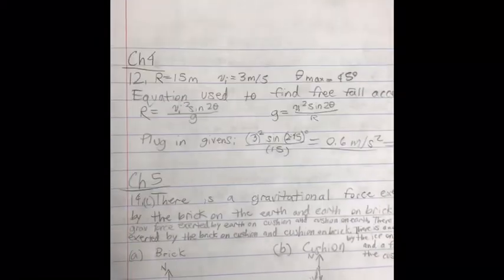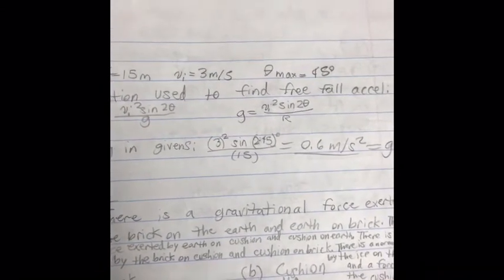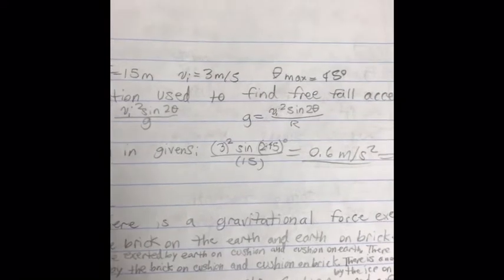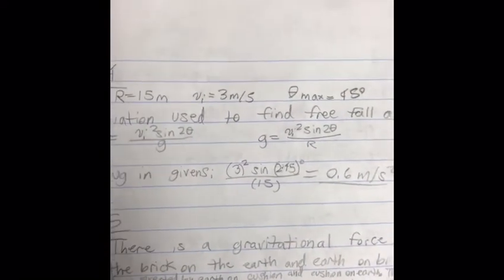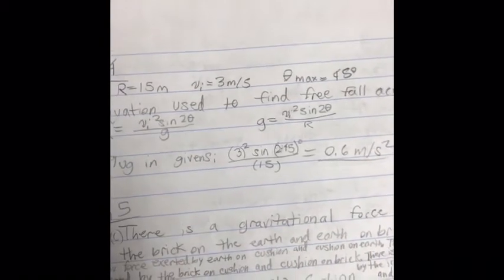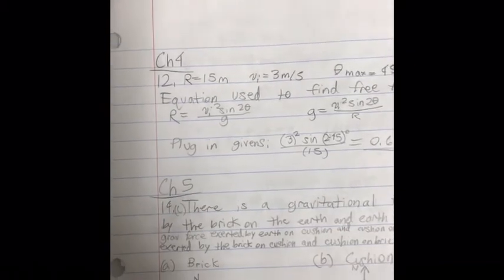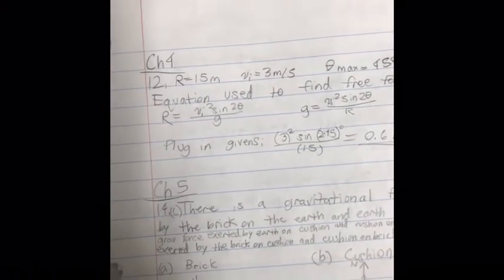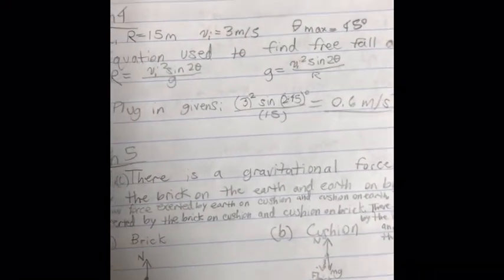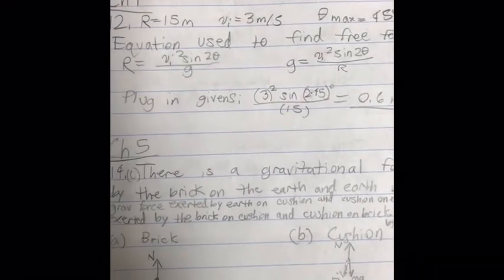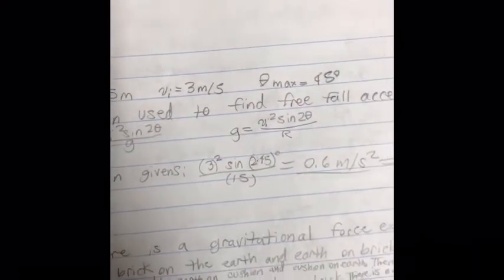Okay, so for chapter 4, I did number 12. An astronaut on a strange planet finds that she can jump a maximum horizontal distance of 15 meters if her initial speed is 30 meters per second. What is the free fall acceleration on the planet? So I had the givens: range equals 15 meters, initial velocity is 3 meters per second, and I got theta max equals 45 degrees.